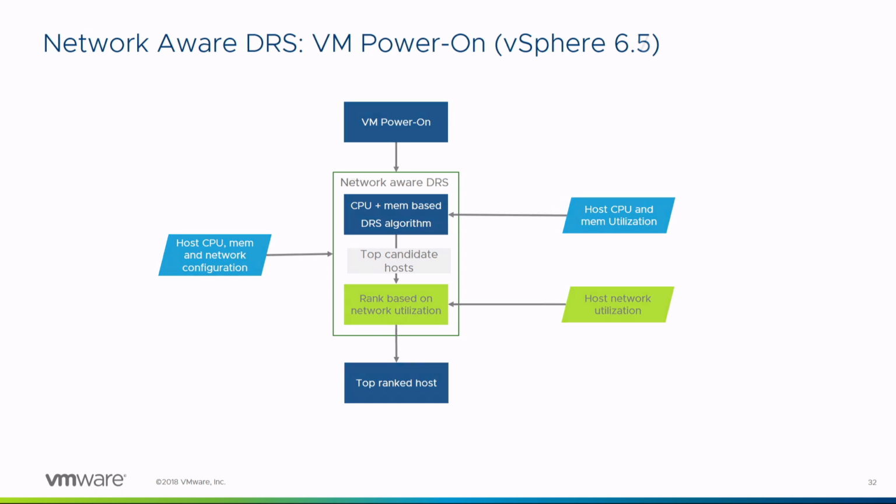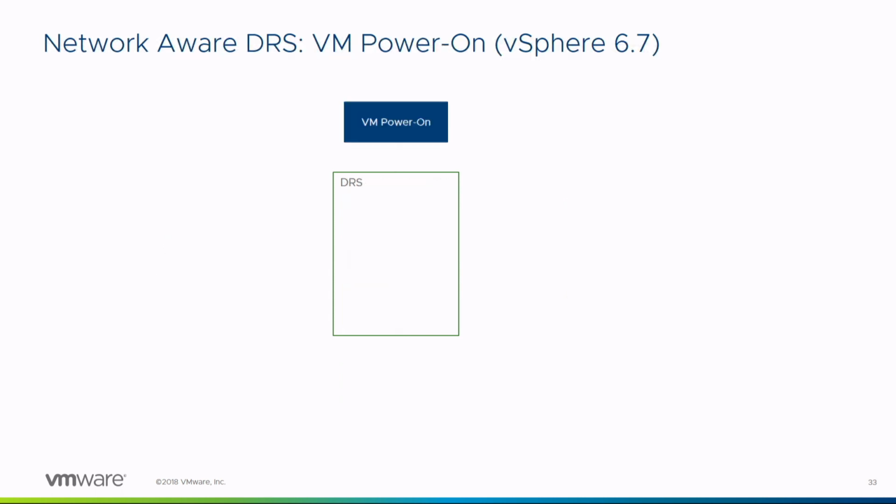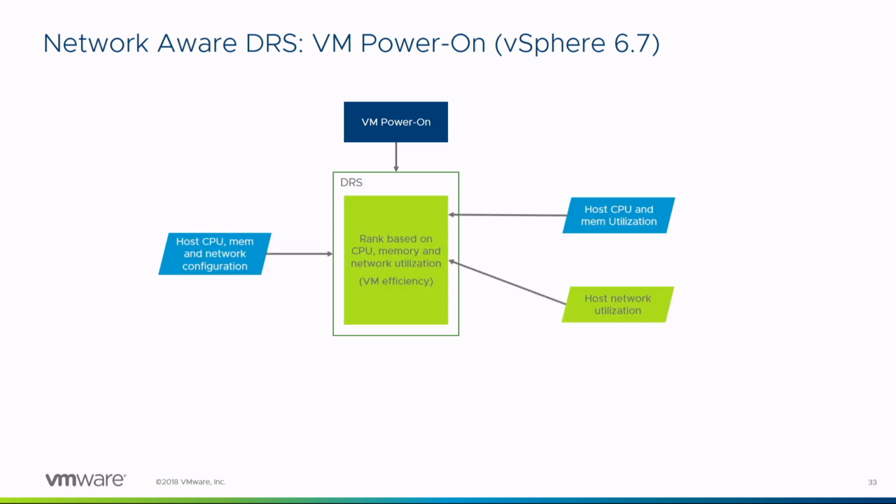But if you go to 6.7, we said, you know what, two steps are too time consuming. Let's try to combine them into one step. So we have this new formula defining how the VM can be happy: what its resource demands are, what its efficiency is, all those new things. Based on that, we define a new formula for making a VM happy. So the integrated formula will consider all three metrics.